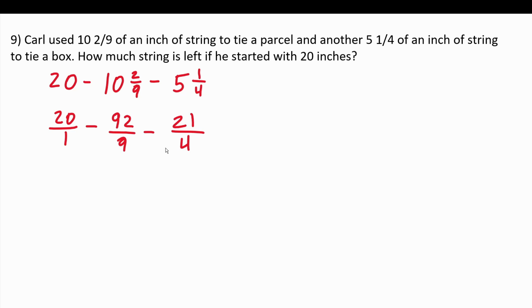All right, now that we've done that, you can see we're subtracting fractions now. And as you may have picked up on in this video, in order to proceed, these fractions have to have the same denominators. So we're going to have to find a common denominator between 1, 9, and 4. If we think about it, the easiest one is going to be 36, given that 9 times 4 is 36. So we're going to place these all over 36.